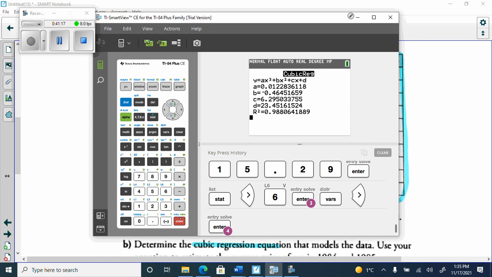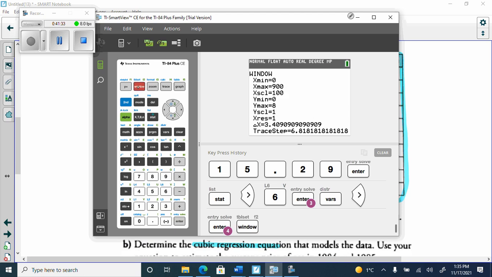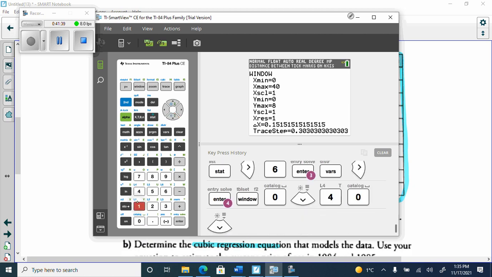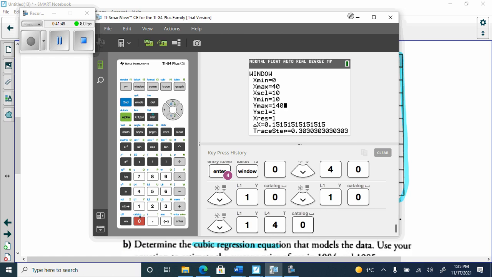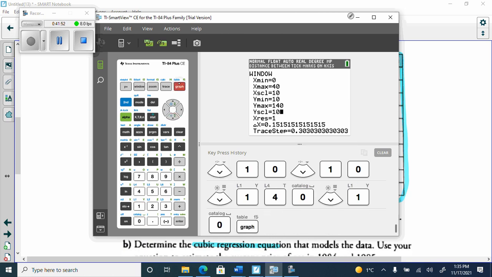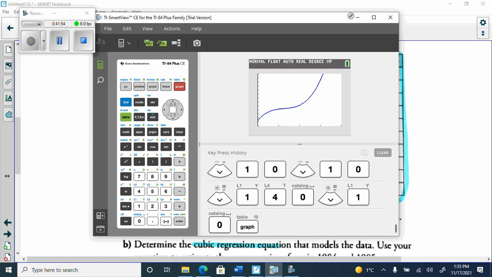0.01, negative 0.46, 6.29. And sometimes they'll literally just ask you for the d value of the cubic equation. That's it. They'll make you find the regression and give them the d value and you move on. That's all they ask. What the graph would look like, window, I would go 0 to 40, let's say. And then 10 to 140. Something like that. You should get a curve like that. Everyone get a curve?